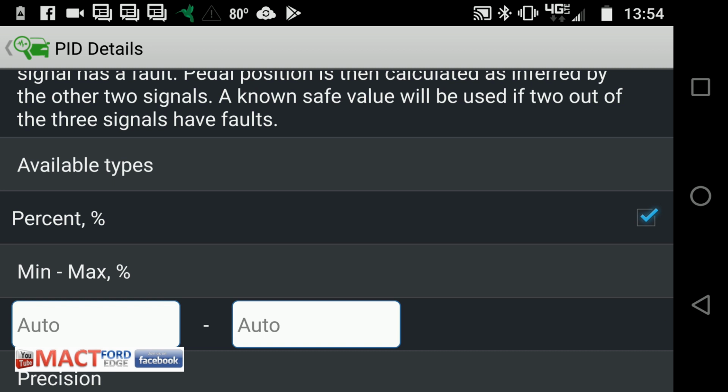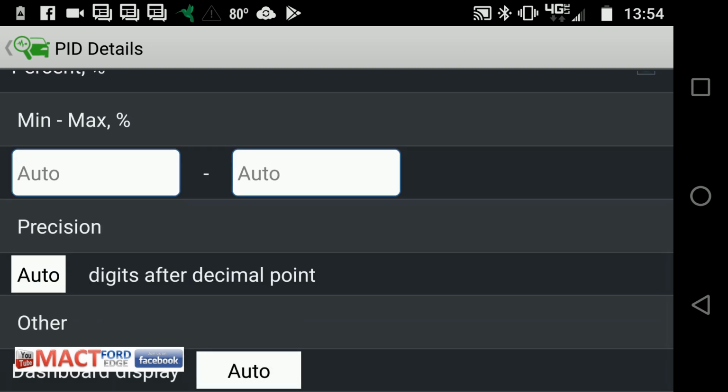And you're going to see the percentage of this position noted, and you can monitor this while you're driving to see what the position of your throttle body is and pedal, as far as how far you have it depressed when you're operating your vehicle.